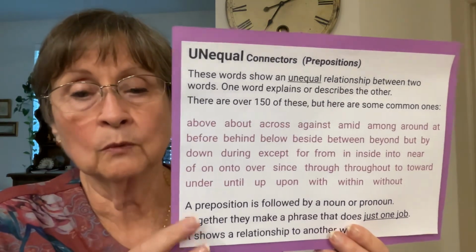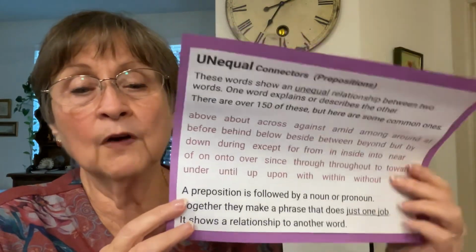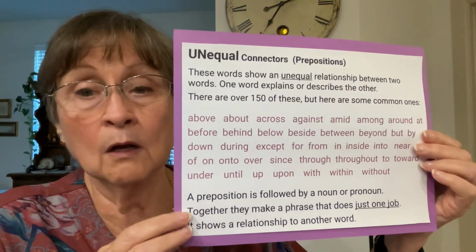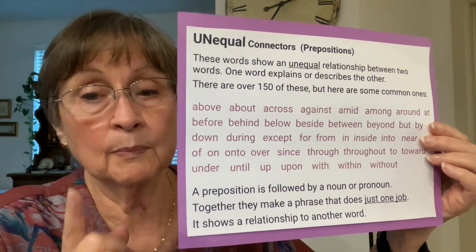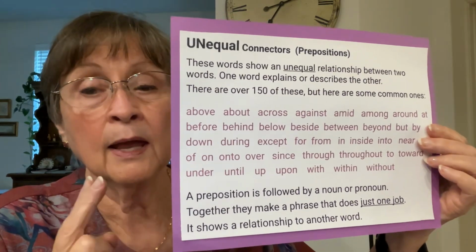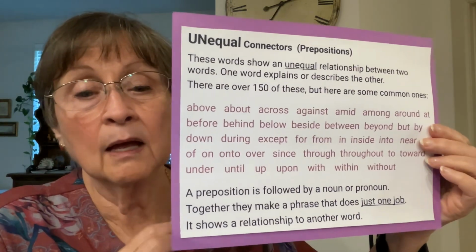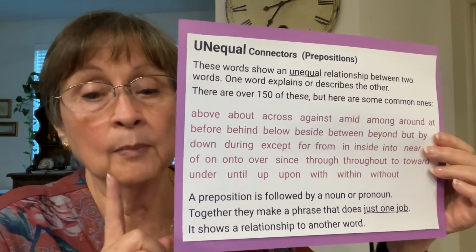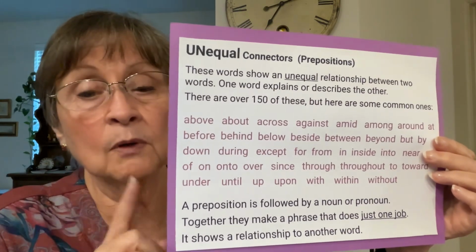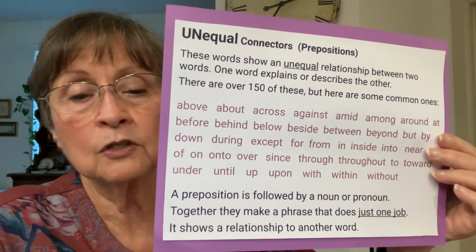A preposition, what are these words? These connectors. A preposition is followed by a noun or a pronoun, always. Together, the preposition word, the connector word, and the noun or pronoun make a phrase that does just one job, usually an adverb, but it can do other things. It can be an adjective. It shows a relationship to another word. That's what the connector word does.